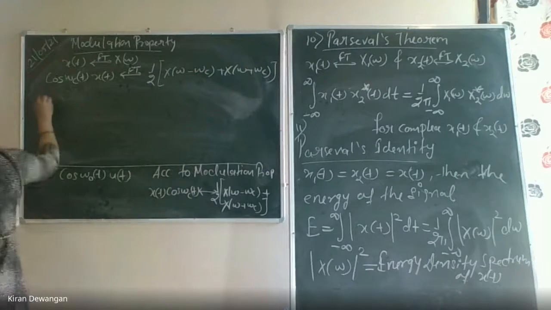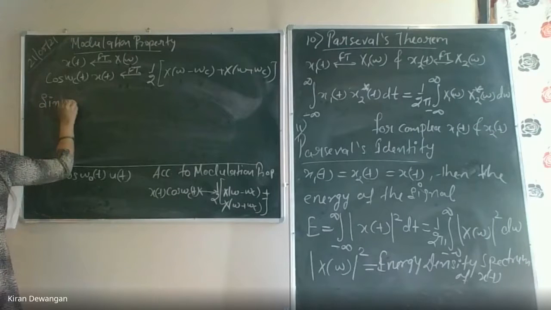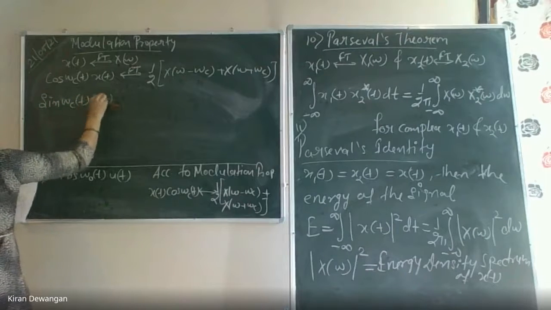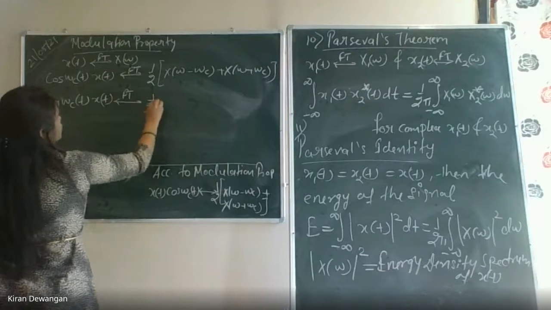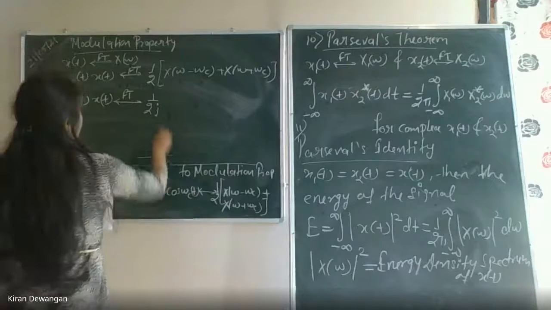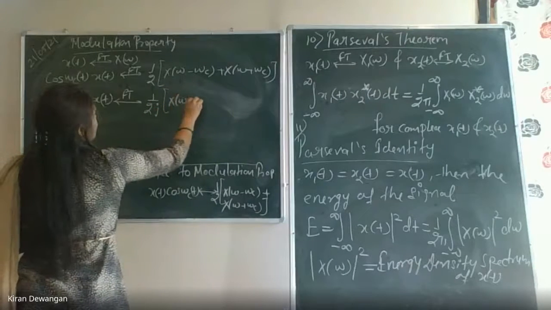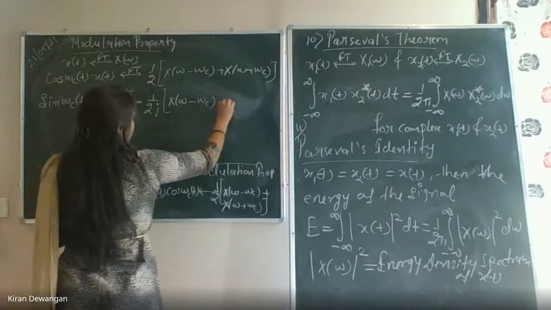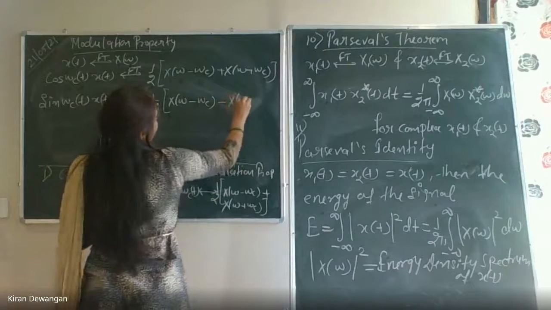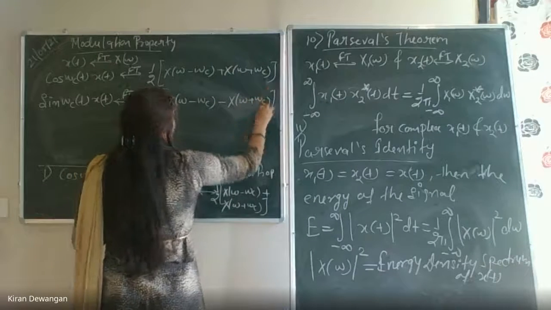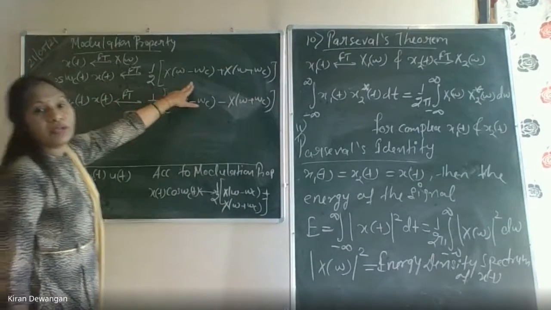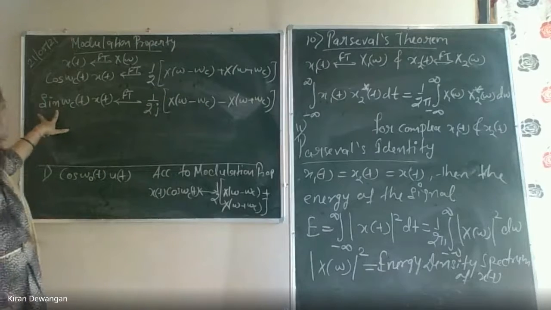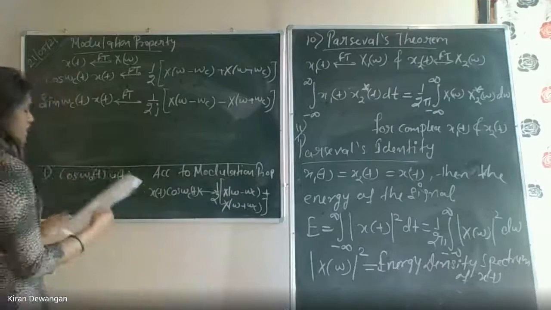Now similarly, if I am taking sin(omega_c t) into x(t), and if I have to take the Fourier transform, it will be 1 by 2j, X(omega minus omega_c) minus X(omega plus omega_c). So these are the two properties. That is the modulation property. It is saying if I am multiplying cos(omega_c t), this will be the Fourier transform, and if I am multiplying sin(omega_c t), this will be the Fourier transform.